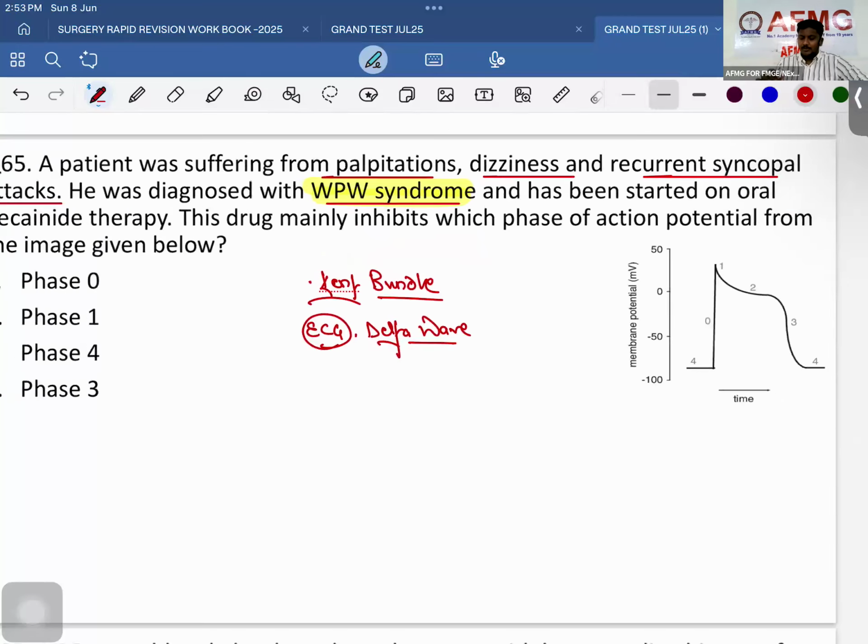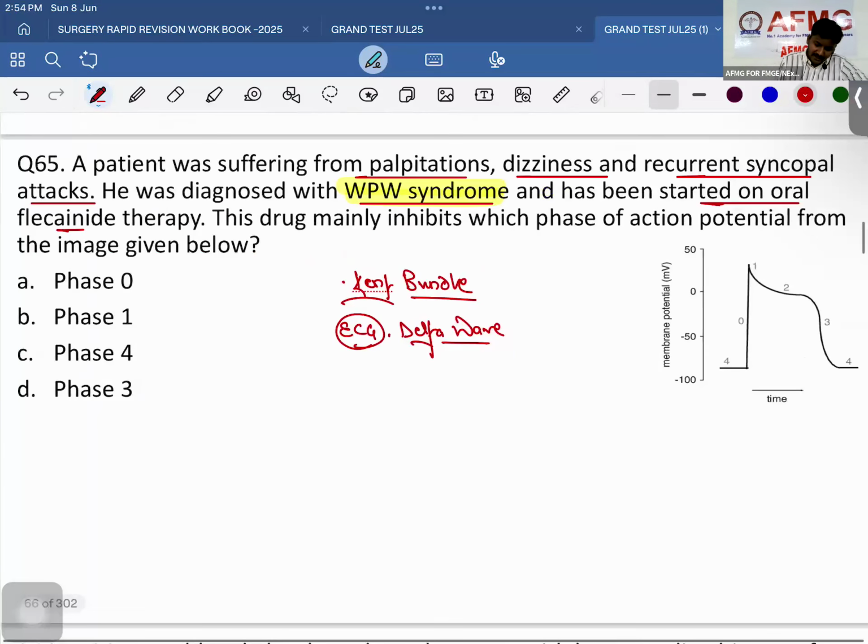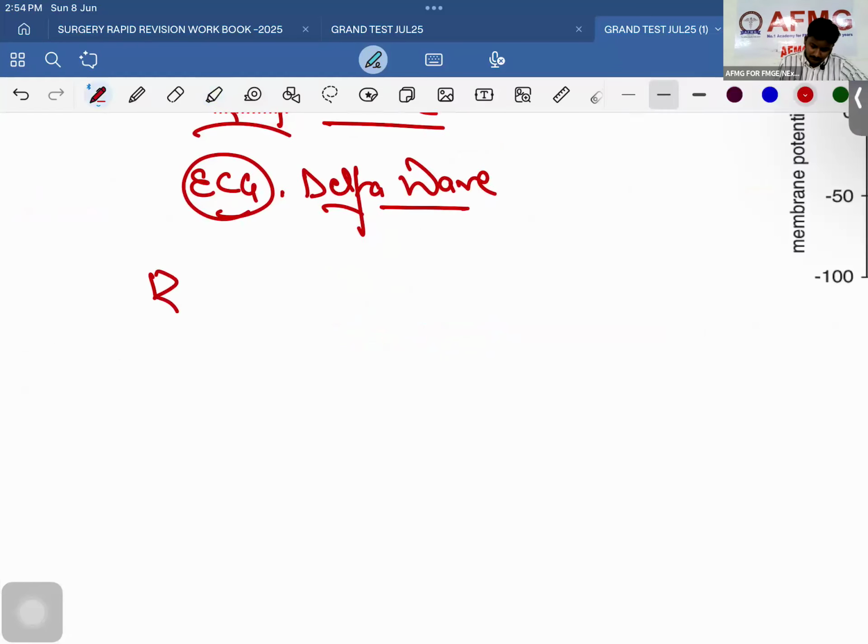Now, in patients of WPW syndrome, we have to start antiarrhythmic drugs, and therefore the patient was started on oral flecainide therapy, beta. Now, important is, if they ask you what is going to be the treatment of choice in this patient, तो आंसर क्या होगा?